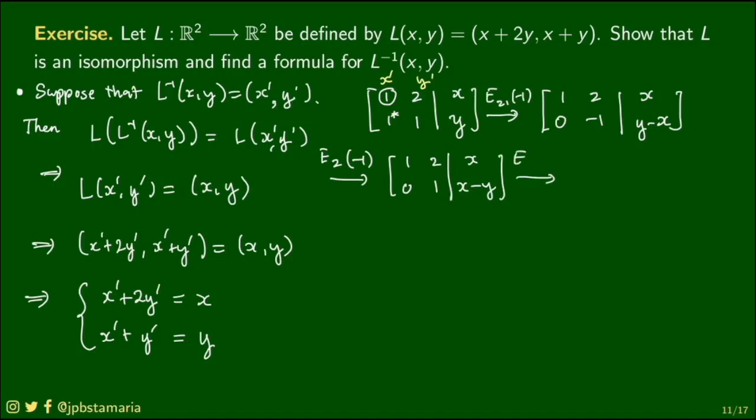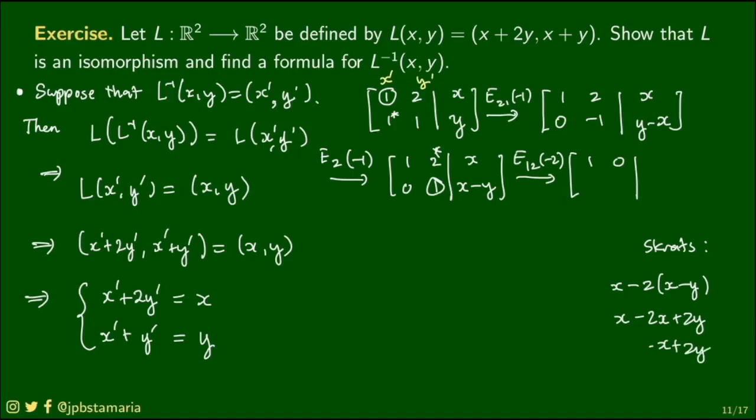Next, I have to eliminate this. That's e1 2, negative 2, 1, 0 this time. So that's a scratch. Let's work on a scratch over here. X minus 2 times x minus y. So that's what we wanted to do. X minus 2, x plus 2y. That's minus x plus 2y.